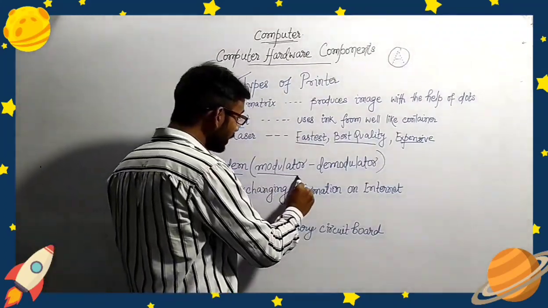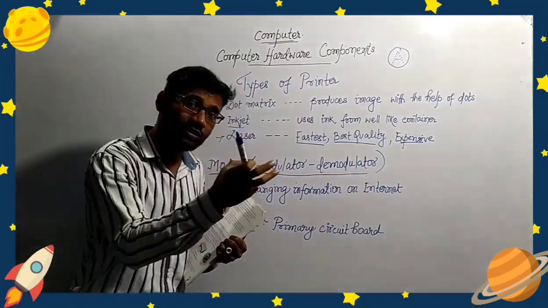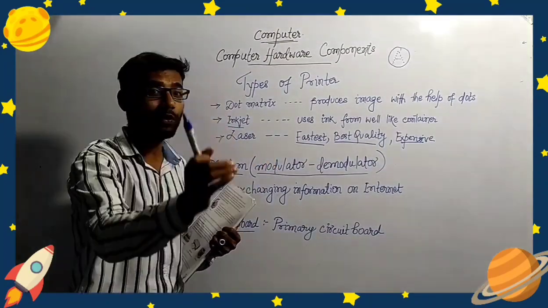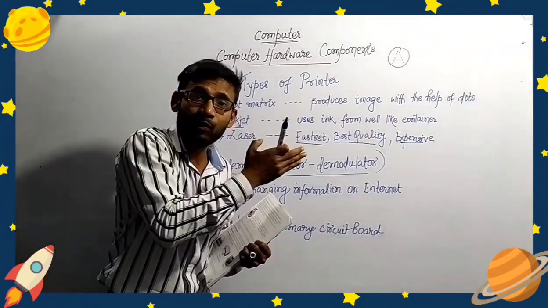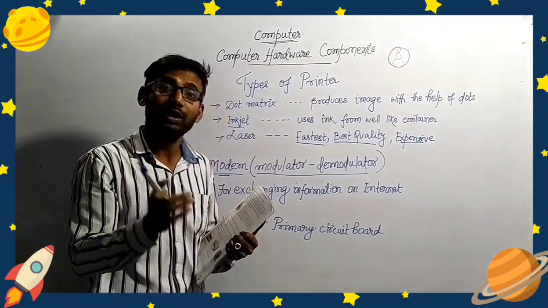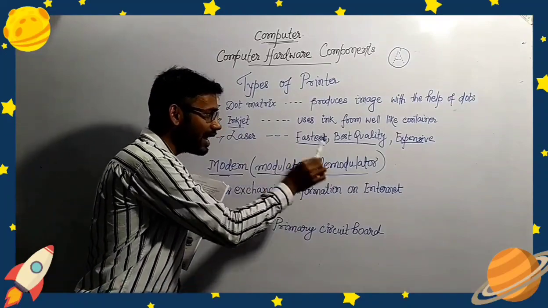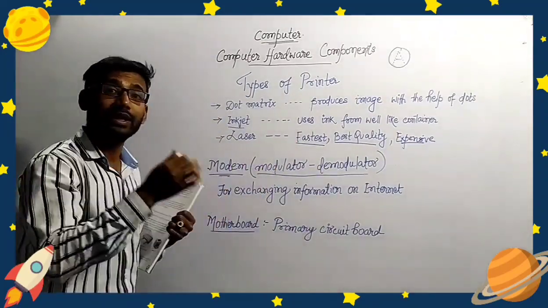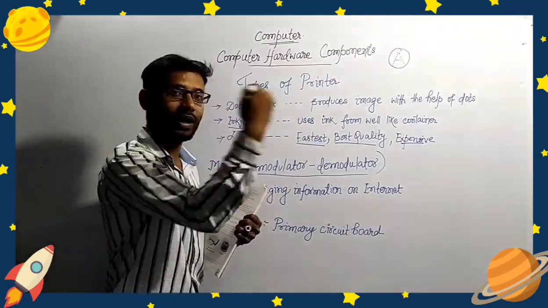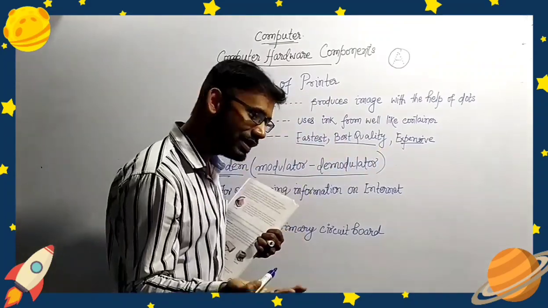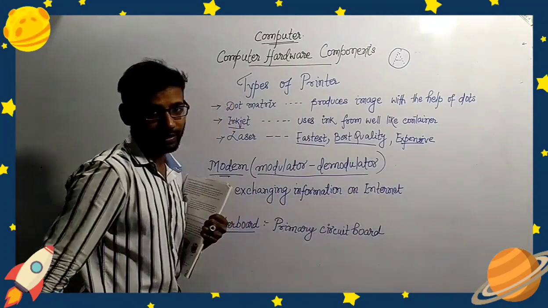Modem, or modulator-demodulator, encodes the data which you want to send. That process is known as modulation. And where the data is received, the modem decodes the data, which is demodulation. So basically the modem does modulation as well as demodulation for data transmission. If you want data to be sent from one place to another, you will need a modem. Understood? For exchanging information on the internet.